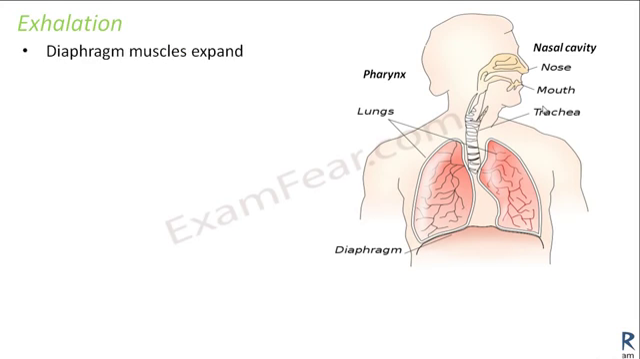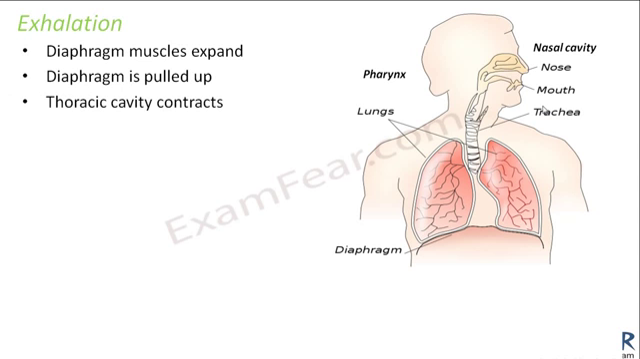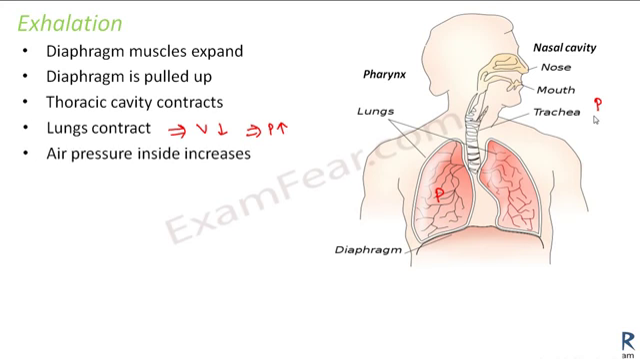Here the diaphragm muscles expand. So when the muscles expand, what happens to the diaphragm? Right, the diaphragm is pulled up. As a result, the thoracic cavity contracts. Therefore, the lungs will also contract and as a result, the volume of the lungs will decrease. Pressure being inversely proportional to volume, what will happen to the pressure? So pressure will increase. So the air pressure here will be more than the air pressure outside. So air pressure inside increases. So now air will flow from inside to outside. So that is why exhalation occurs.